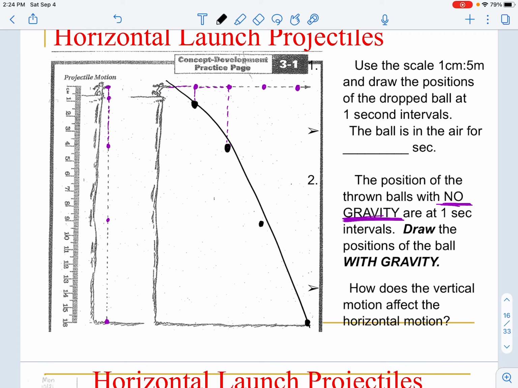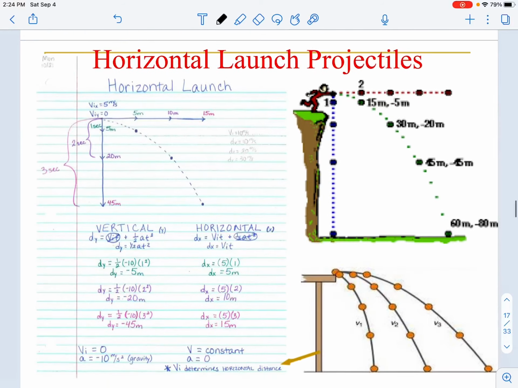Again, whenever we do our math work, we're going to need to isolate what is horizontal and what is vertical, because one does not affect the other. We have to perform our calculations so that it's only along the correct axis.